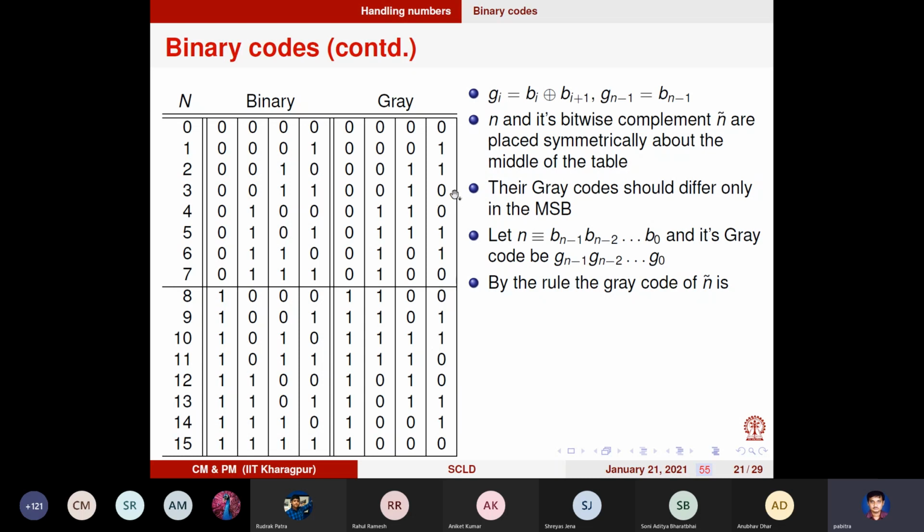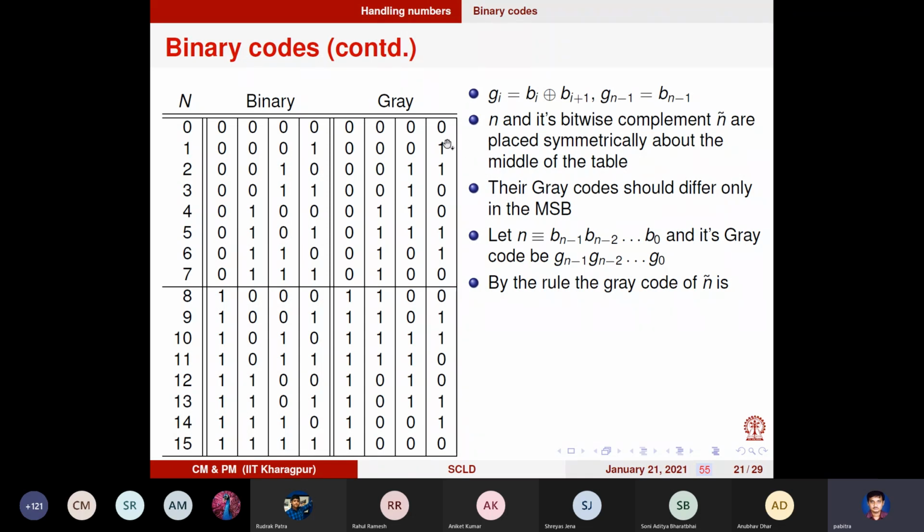So this much part I get. How do I expand 1 more digit? This entire thing I reflect again and then add 1, 1 here. Okay. Do you get the point? Is there any doubt we have?